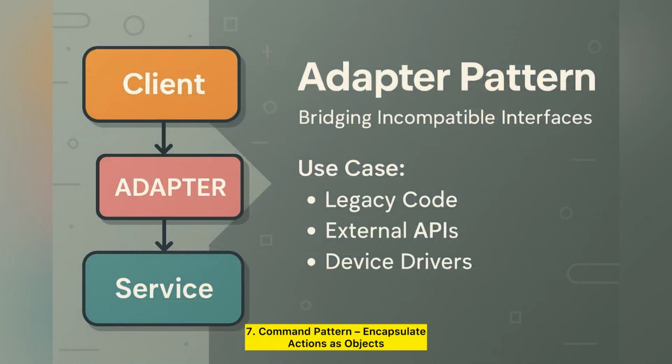7. Command pattern, encapsulate actions as objects. The command pattern wraps a request as an object. You can now queue it, log it, undo it, or trigger it later. Used in task schedulers, game engines, and undo-redo features. Think of a UI button storing its command for playback. Action becomes data, and your app gains control.